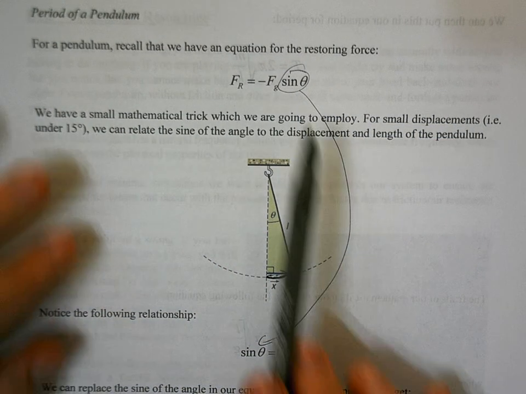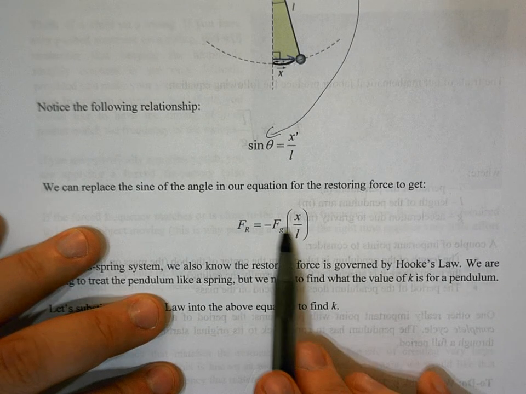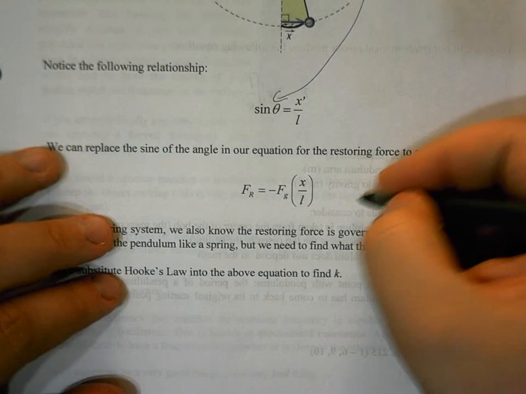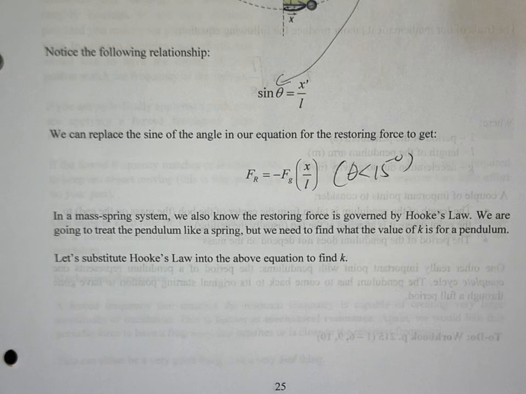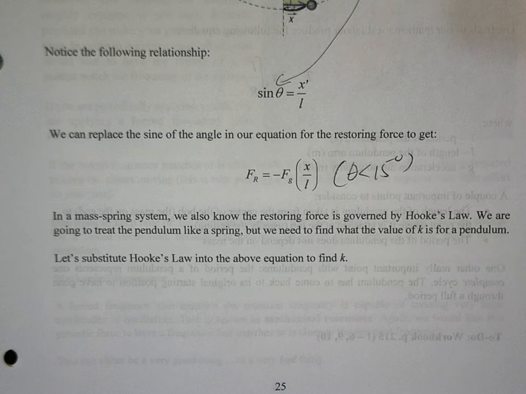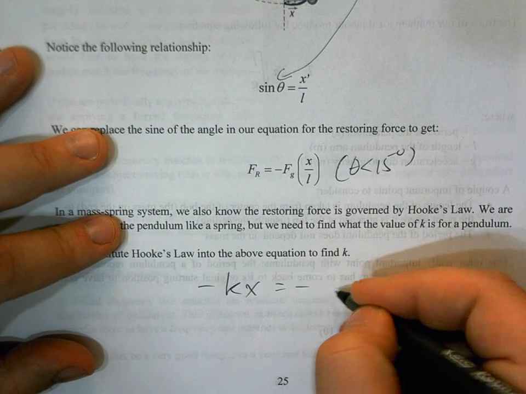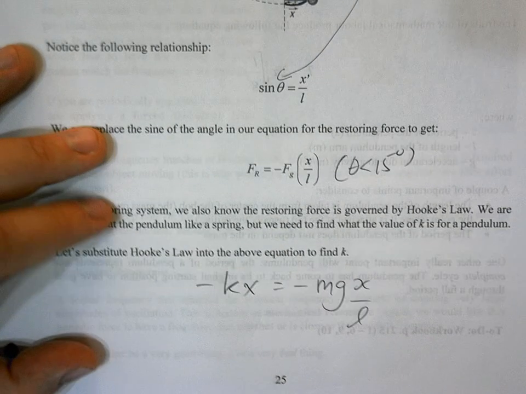So what we're going to do is, instead of having negative Fg times sine of theta, we're going to have negative Fg times x over L. So this is going to, again, work if we keep that angle really small. So we're going to keep theta just under 15 degrees. Now, we also know in a mass spring system or any system that is undergoing simple harmonic motion, it's going to obey Hooke's law. So that restoring force, we can write as negative kx. And then we have this negative, instead of Fg, we'll write mg, and then we have this x over L.